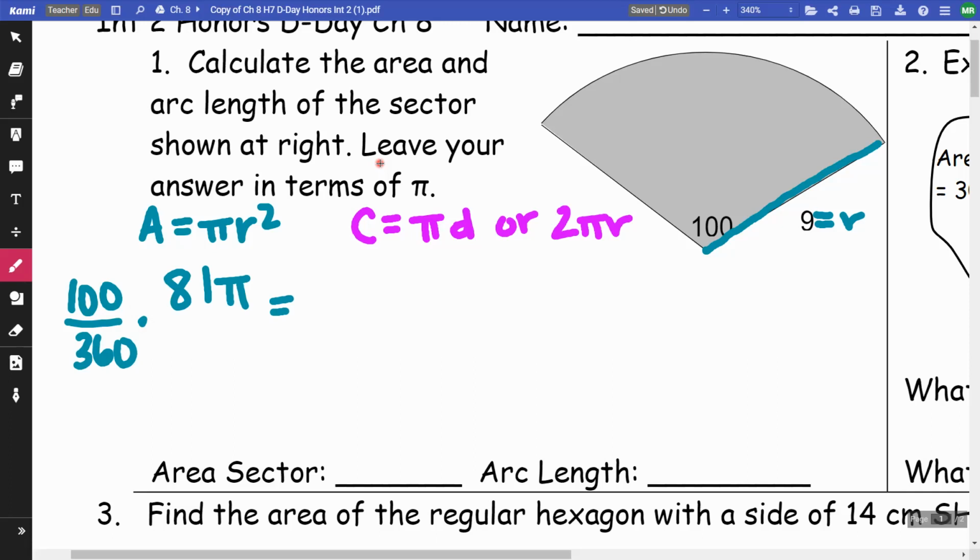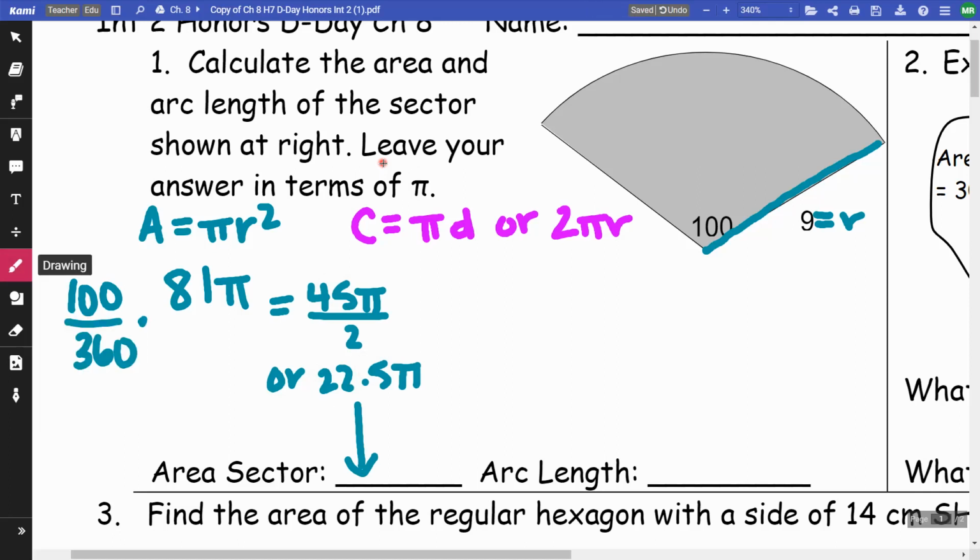So when I do that, 100 over 360 times 81, I end up with 45 over 2, so 45 pi halves, or 22.5 pi. So those are going to go for area of the sector, either one of those.